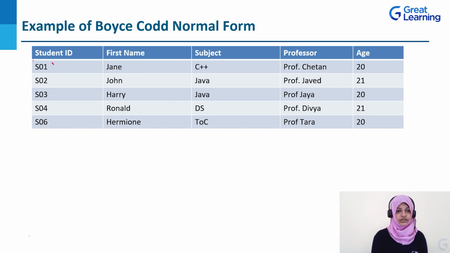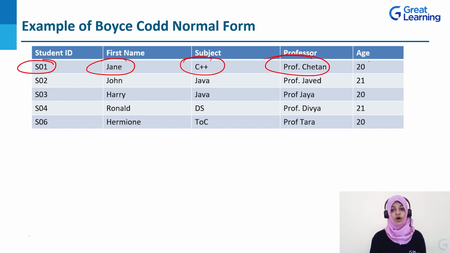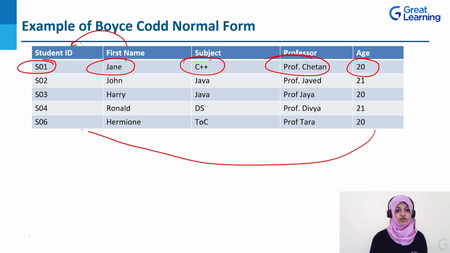We've got the student ID, we've got the names, we've got subjects, and we've got professors, along with the ages of the students. As we can see here, the first name is dependent upon the student ID and age is also dependent upon student ID. What about professor and subject on the other hand? These two are actually not dependent upon student ID.